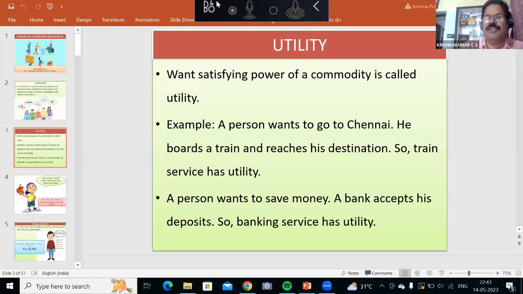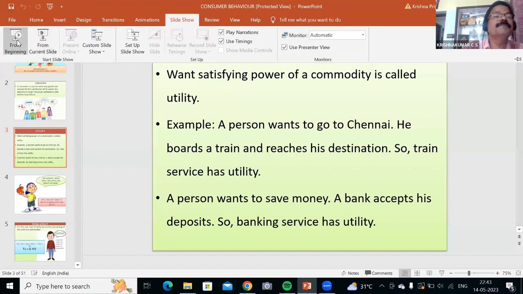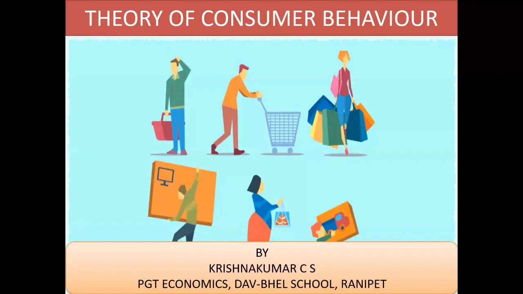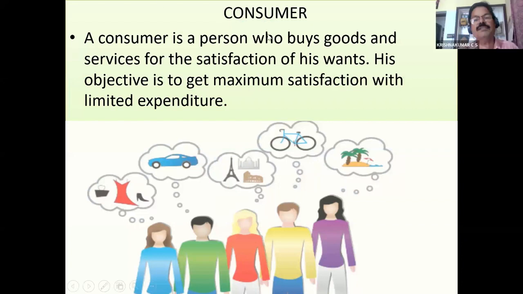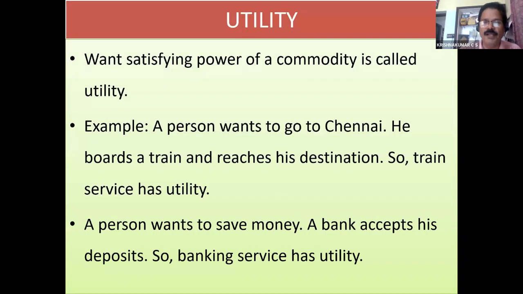So ask a few questions which are connected to this chapter, like who is a consumer, who is a customer, what is equilibrium, when will a consumer be in equilibrium? What is the aim of a consumer? Maximum satisfaction. Yes, maximizing satisfaction. A consumer's aim is to get maximum satisfaction with limited expenditure. So such questions can be asked. Then you can start the lesson. A consumer is a person who buys goods and services for the satisfaction of his wants, and his objective is to get maximum satisfaction with limited expenditure. That is the main aim of a consumer.